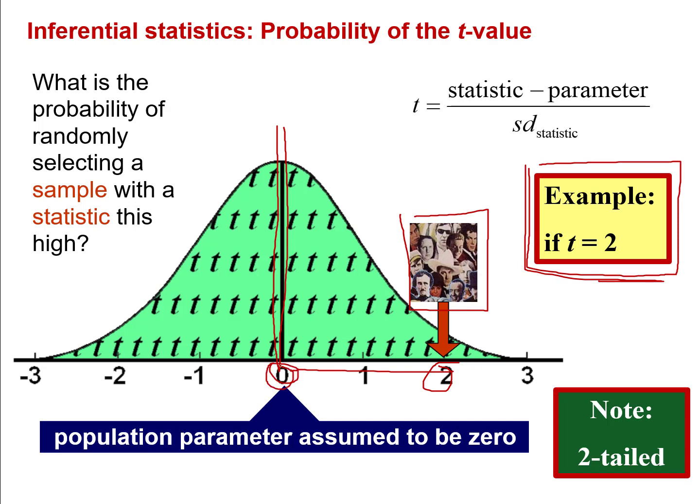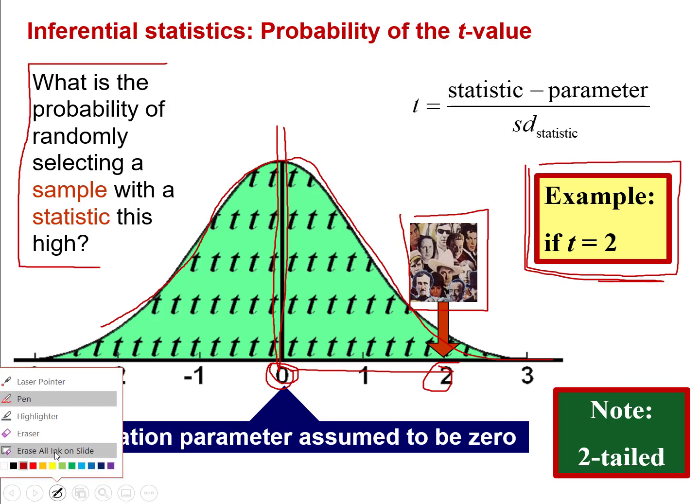And because this distribution is defined by a mathematical formula, if I know the degrees of freedom, that is, if I know my sample size, I know exactly what the shape of this distribution will be. So if I have my t-value and my degrees of freedom, I can determine the probability of that t-value if the null hypothesis is true. In other words, I can determine the probability of randomly selecting a sample with a statistic this high.